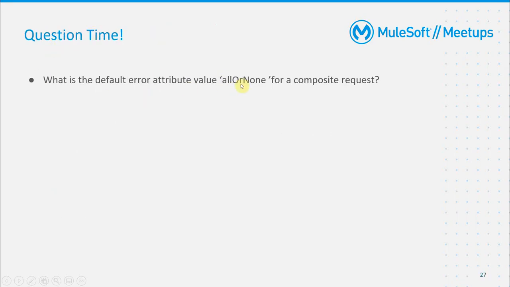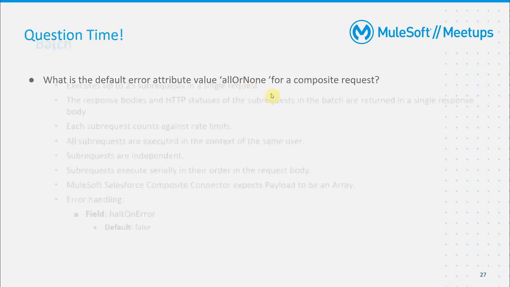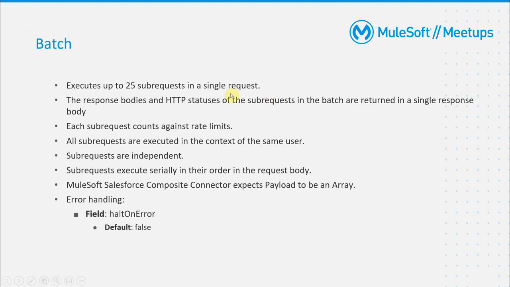So the answer is all or none will have true by default. Next one is batch. It's very interesting. This batch one is very interesting, and I think each and every composite resource API that we'll be talking about is interesting. So let's talk about this batch one.